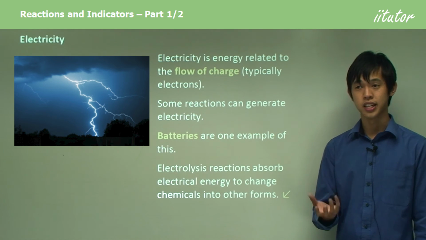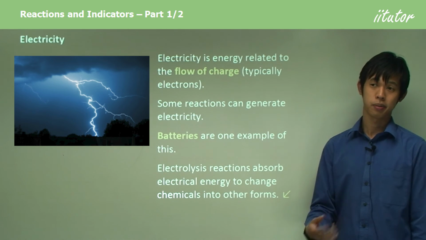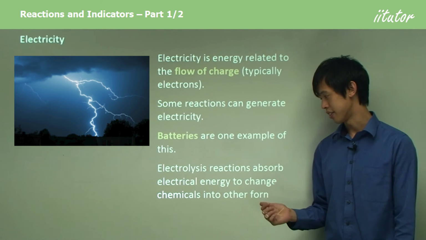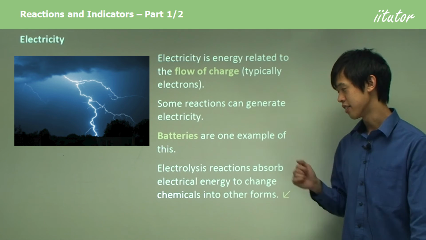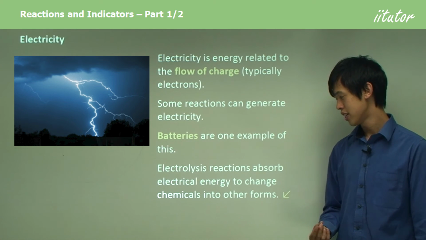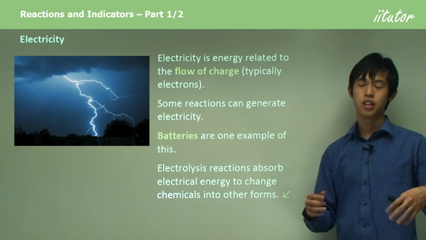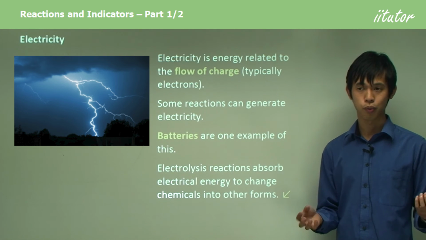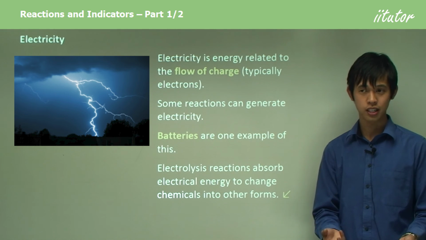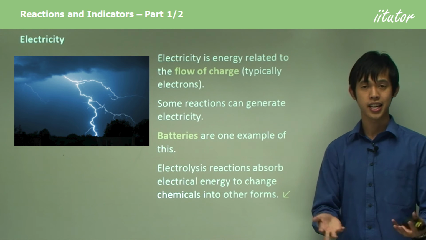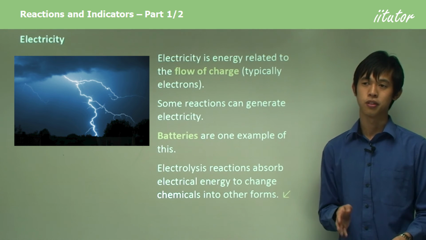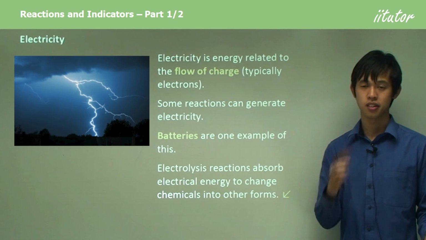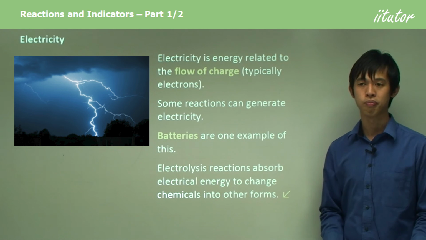Now, the opposite is if we were to use electricity to make a chemical reaction happen, and we call that electrolysis. Electrolysis reactions absorb electrical energy to change chemicals to another form. The battery changed chemicals from one form to another to produce electricity, whereas electrolysis takes in electricity to change chemicals from one form to another. So they're just the reverse processes of the two.